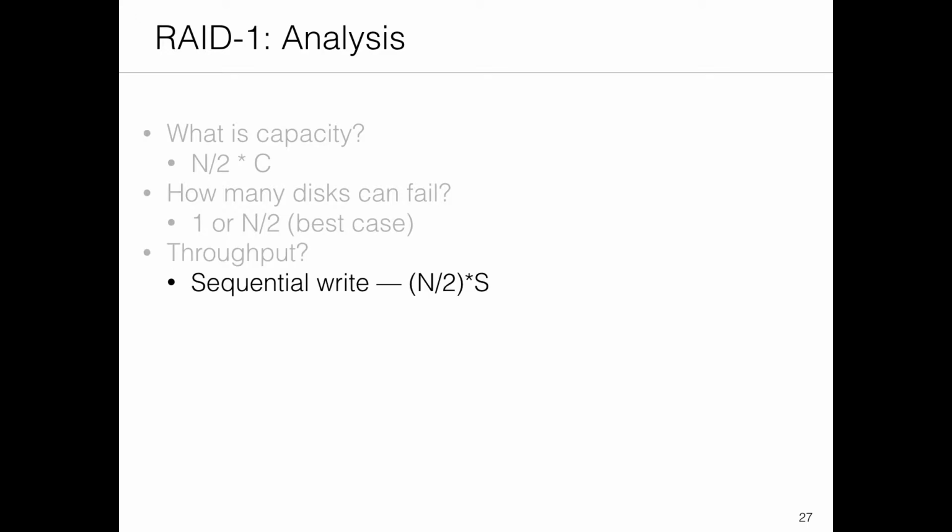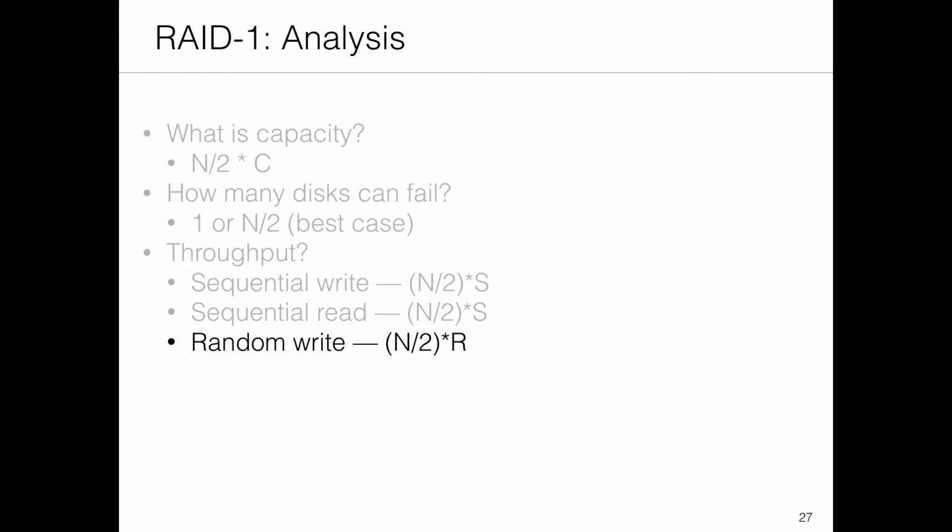What is the throughput? Sequential write is n by 2 into S, because that's the available capacity we have to mirror. Sequential read is also going to be the same. Random write again is the same. Random read is n cross R. Why is this the case?